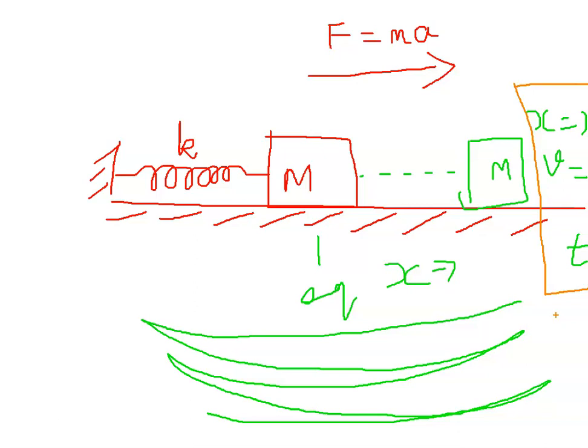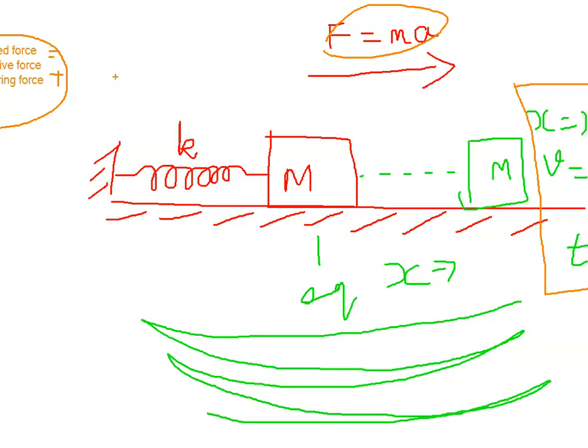What are all the forces acting on the system? The applied force F, then the resistive force, then the restoring force. These are the three forces acting on the system: applied force, resistive force and restoring force. The applied force must be equal to the sum of the resistive force and the restoring force.